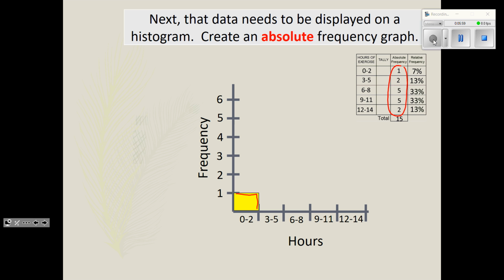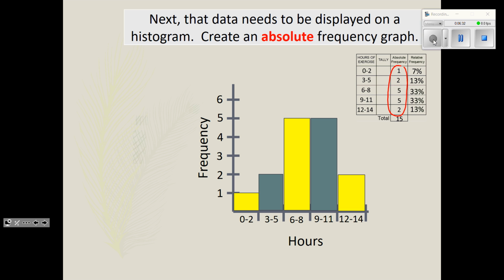Now, the difference between a histogram and a bar graph is that when you make a bar graph, there will be spaces between the bars. When you make a histogram, they're going to be right next to each other with no space. So from 3 to 5 hours, we had 2. So notice there is no space here between the bars. They're going to touch each other. 6 to 8, there were 5. 9 to 11, there were 5, and 12 to 14, there were 13.